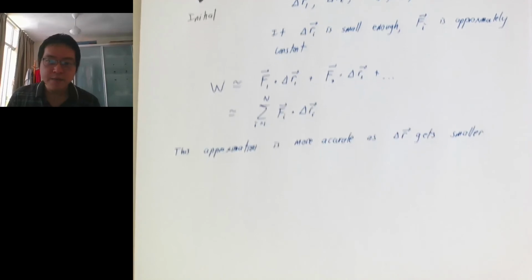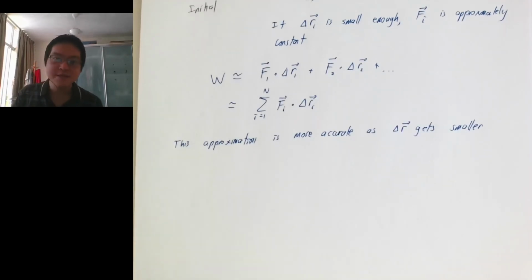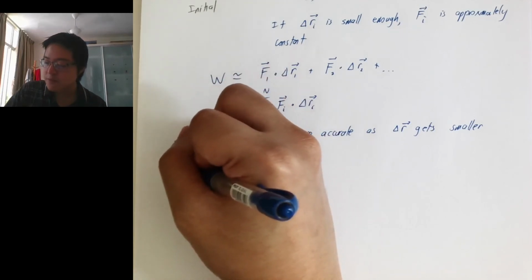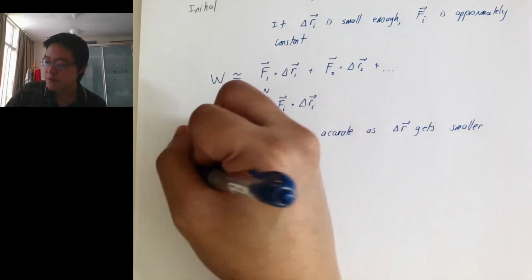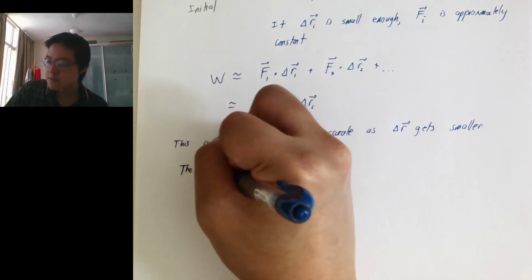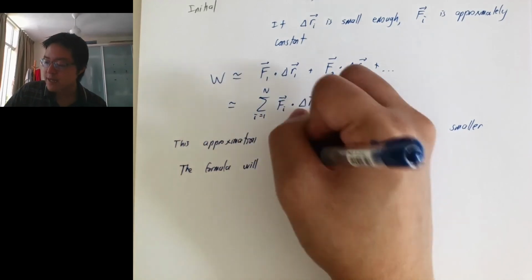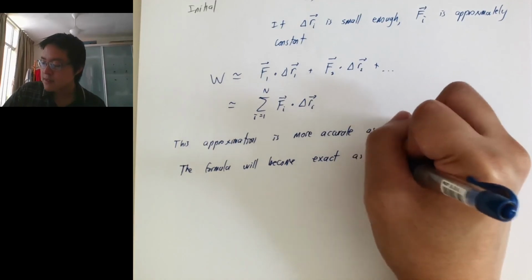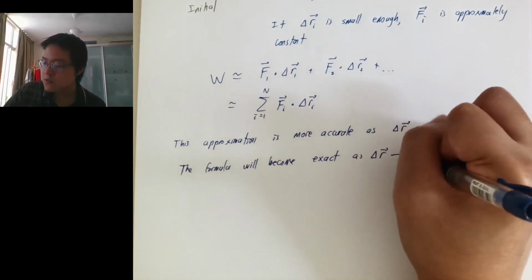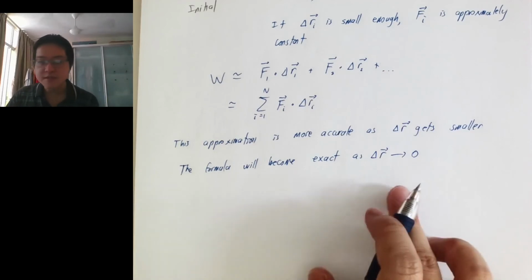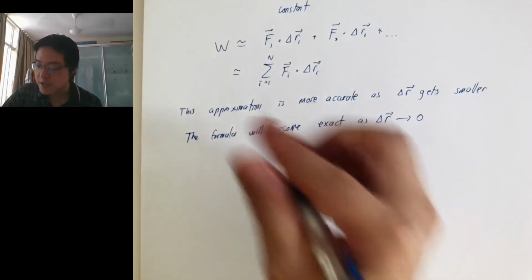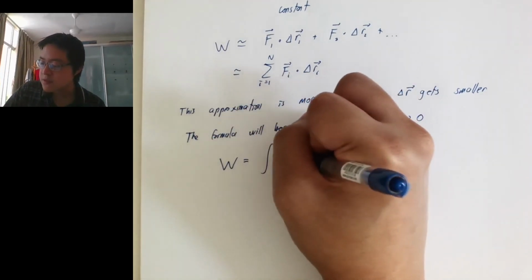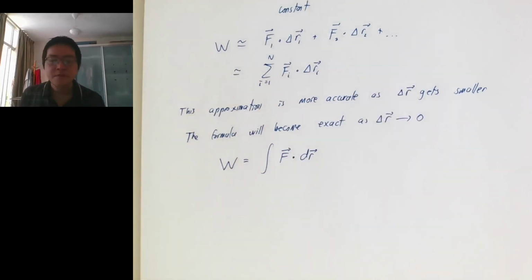So maybe the MAT people will see where this is going. This is like a Riemann sum, right? So that means the approximation is perfect. The formula will become perfect, or exact, as we take the limit. This term goes to 0. Okay, so this term goes to 0 means what? This is like an integration. So what I'm trying to say is that the work done is the integration with respect to displacement.